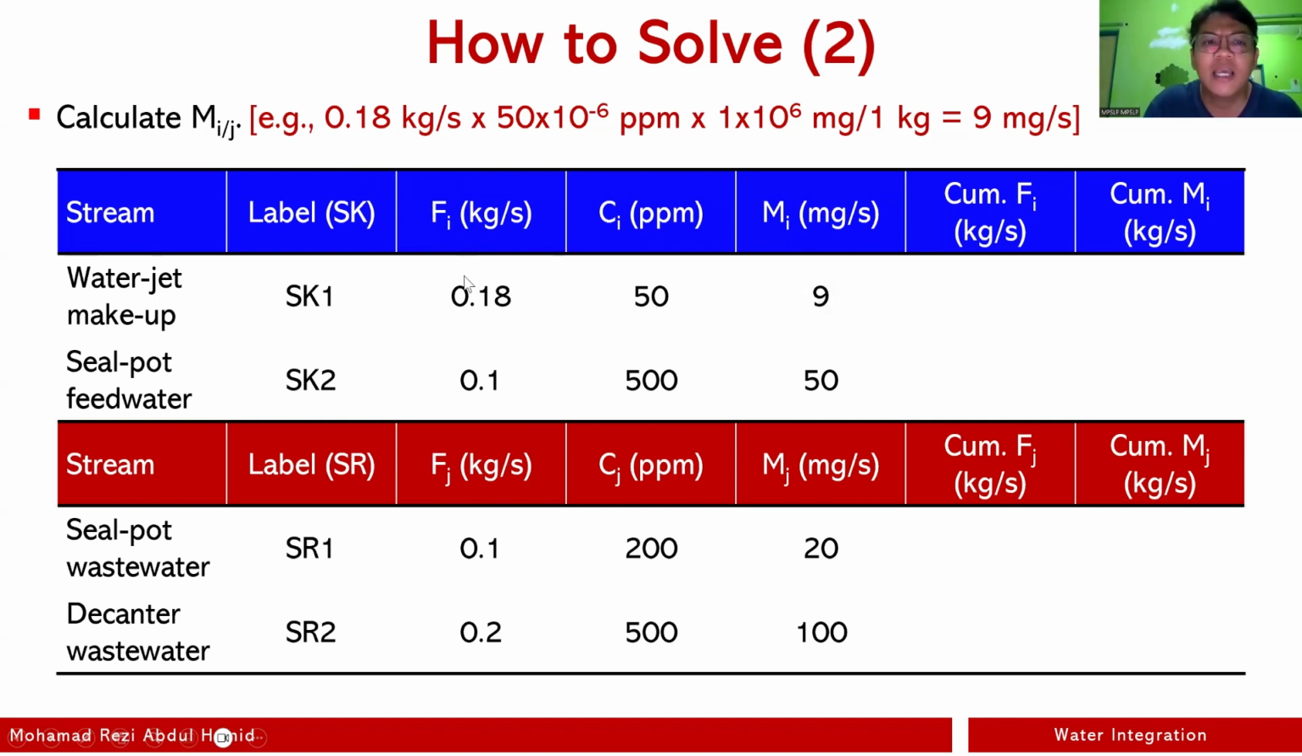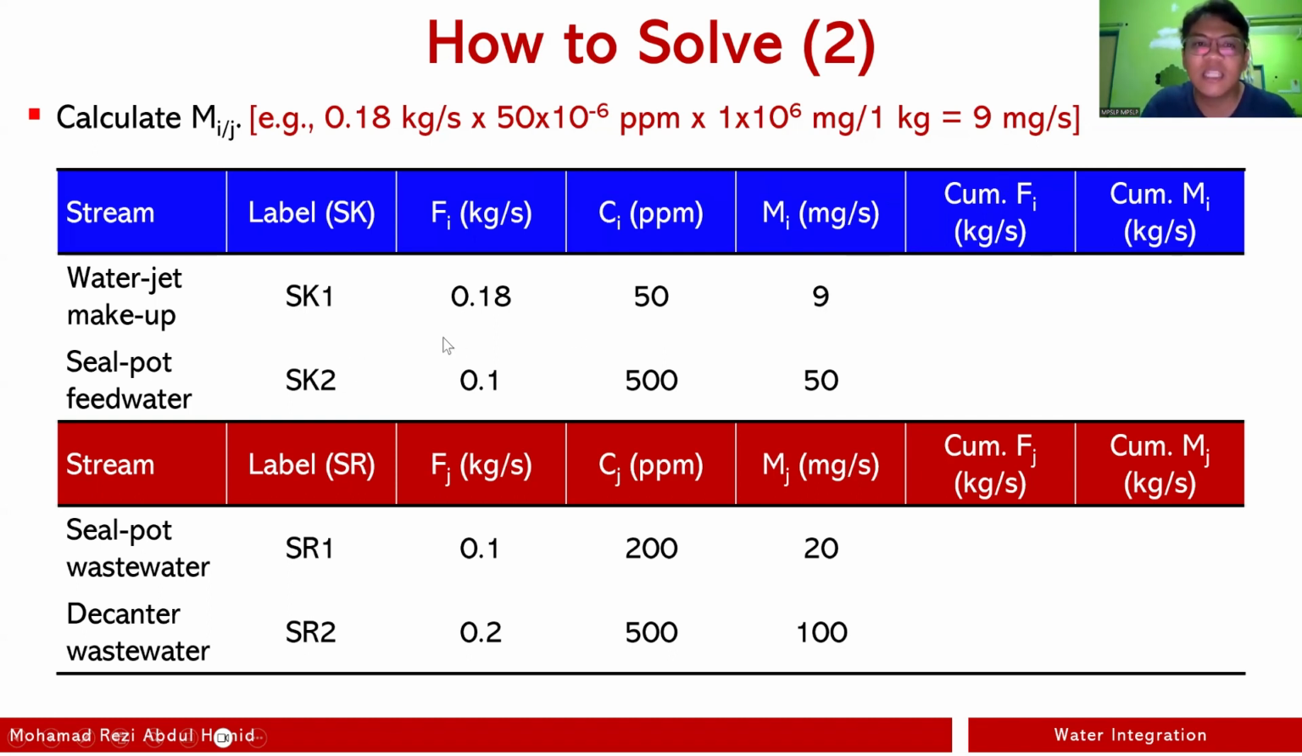But actually, 0.18 kilogram per second multiplied by ppm, and 1 ppm is 1 over 1 million, right? Then you need to multiply it by the conversion: 1 million milligrams is equal to 1 kilogram. So the million cancels out. Basically 0.18 times 50, you get 9 milligrams per second.